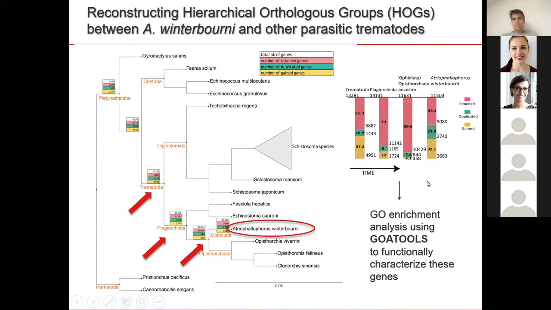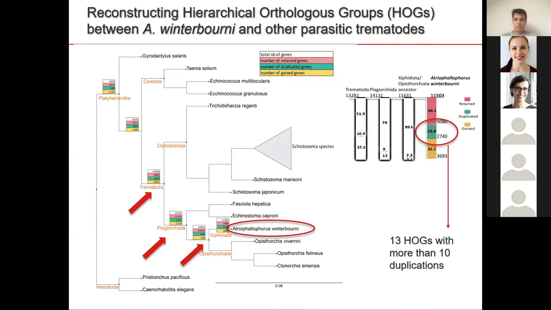So we characterized these genes, the retained, the duplicated, and gained, and we performed the GO enrichment analysis using GOATOOLS to functionally characterize these genes and understand what changes occurred along the phylogeny, to understand what are the most recent changes that made Atrophalophorus different from the other trematodes. I don't have time to talk about all of these genes today, but I want to focus on the genes that arose in Atrophalophorus winterborni through duplication, actually through most recent duplication from the Xiphidiata opisthokiata ancestor.